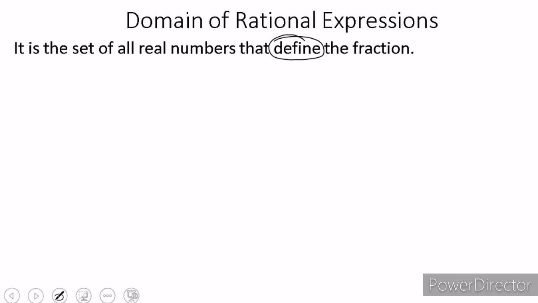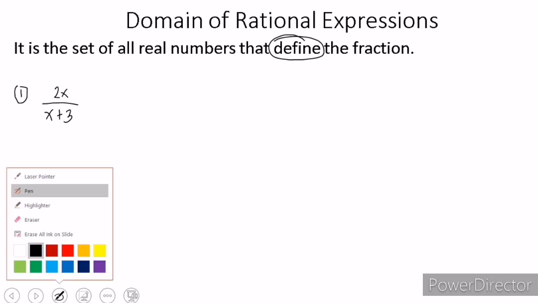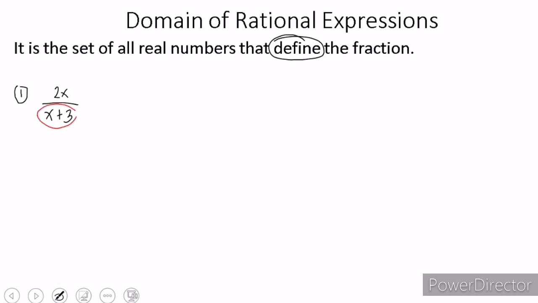So, para mas maintindihan ninyo, let's have an example. So, let's say for example, we have 2x over x plus 3. So, ilalagay natin yung domain niya by listing all the set of all the real numbers na magde-define dun sa fraction. Again, dapat hindi siya undefined. So, since yung defined and undefined can be determined doon sa ating denominator, so lagi lang natin titingnan dito sa part na to yung ating denominator.